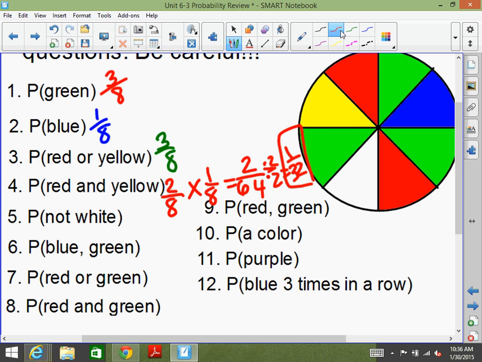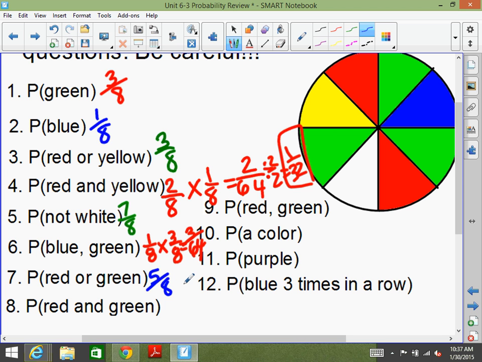Number 5, not white. 7 out of 8. Number 6, blue, comma, green. You're comparing two things, so it's going to be compound. 1 over 8 times 3 over 8, which will be 3 out of 64. 3 out of 64. Good. Number 7, red or green. 5 over 8. 5 over 8. Excellent.